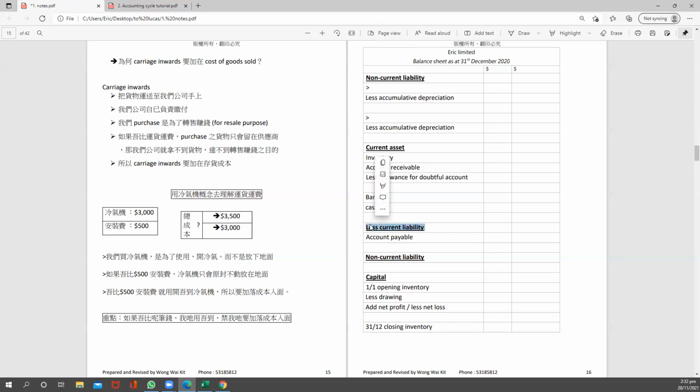And for the current liability, the nature of the current liability is actually quite similar to the current asset. Current liability means that we have to settle this kind of debt within 1 year. But what's the reason we must settle it within 1 year? What's the consequence? What's the impact on our company if we cannot settle the current liability?